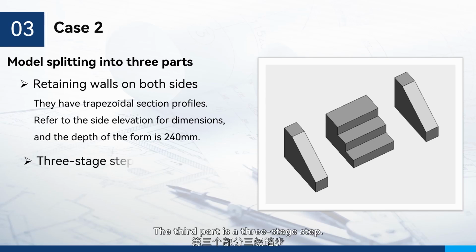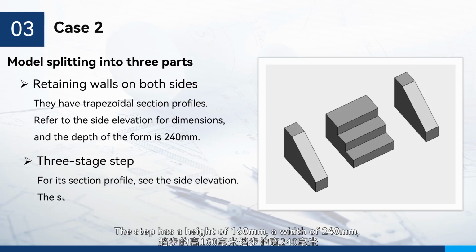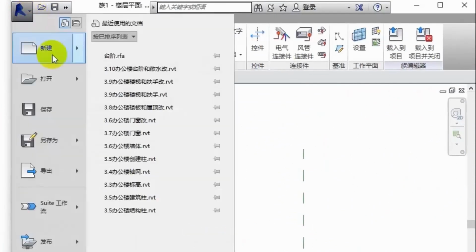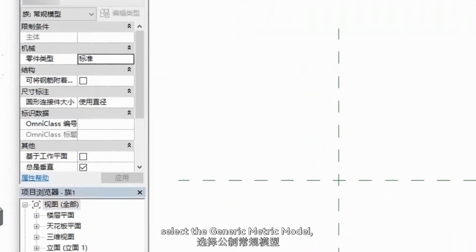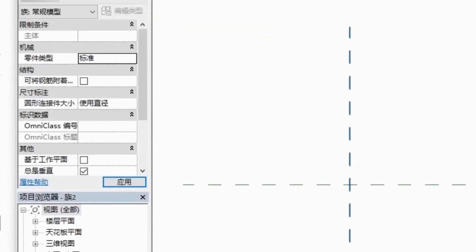The third part is a three-stage step. For its section profile, see the side elevation. The step has a height of 160 millimeters, a width of 240 millimeters, and a depth of 800 millimeters in the form. Here we can use the solid extrusion command. To create a step model, we first create a new family file, select the generic metric model, name it step, and save it to the specified location.